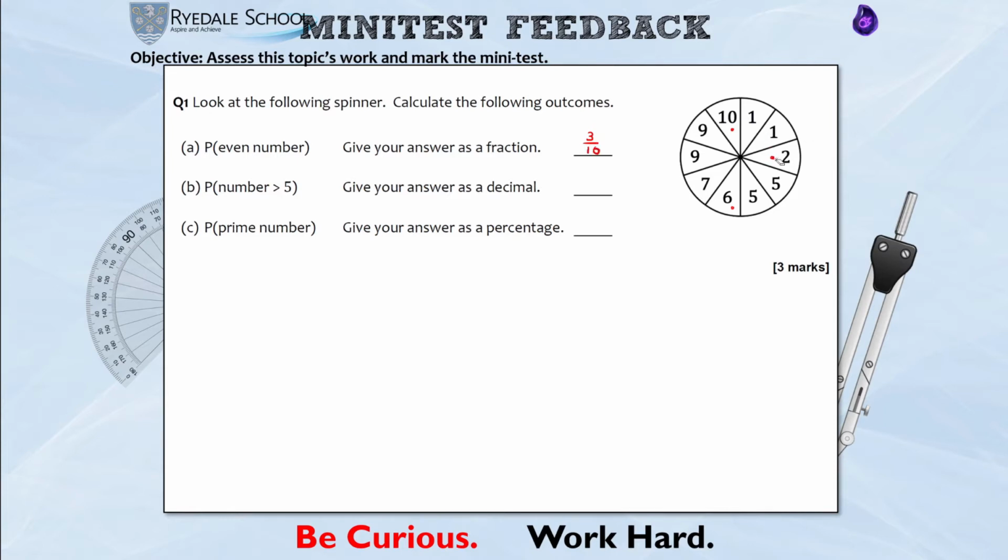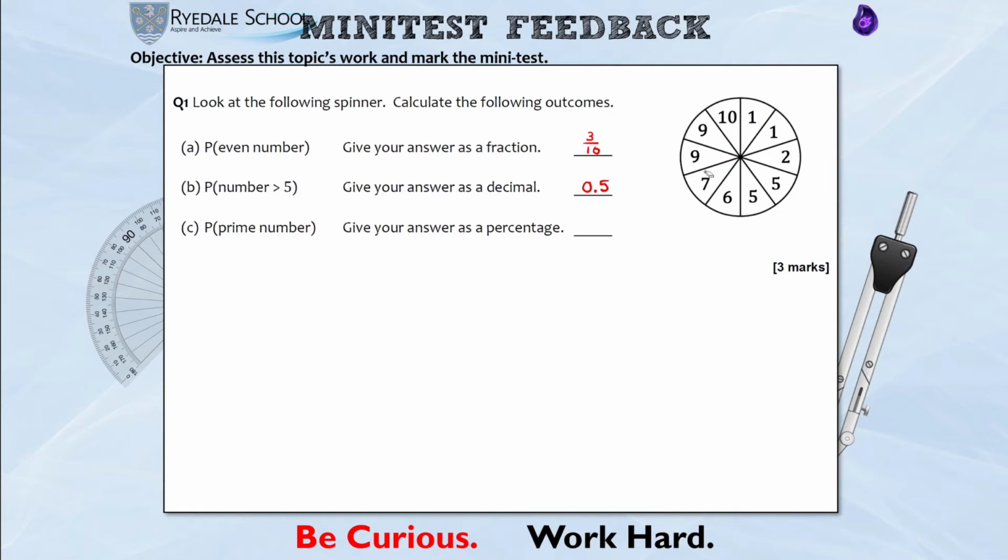For B, it asks what is the probability of a number greater than 5, give your answer as a decimal. So what numbers are greater than 5? Well, it's these ones here, and there are 5 of them out of 10, 5/10, but as a decimal has to be 0.5. So if you've written 5/10, I'm afraid that would be marked wrong because you have not done a decimal.